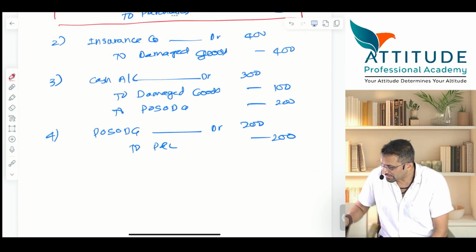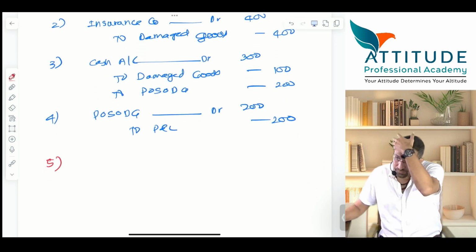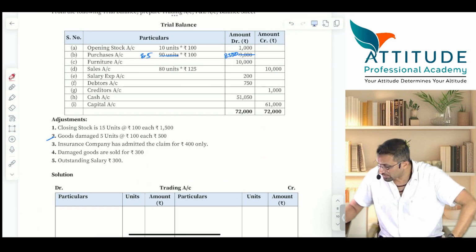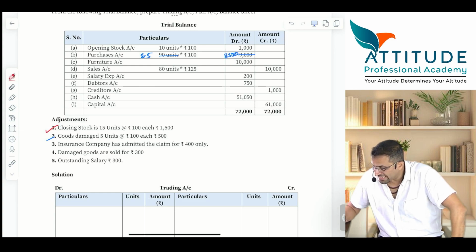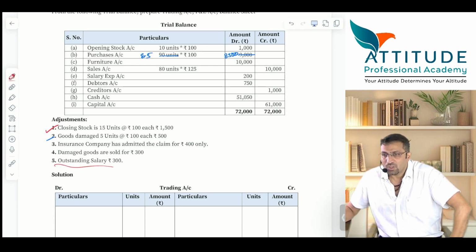Fifth entry, ये भी अलग होगा. Okay, ये भी अलग होगा. ये देखो, closing stock. बताओ एंट्री बताओ, क्लोजिंग स्टॉक का क्या है? आउटस्टैंडिंग सैलरी सेम रहेगा एंट्री. ओके, वो छोड़ दो. क्लोजिंग स्टॉक का एंट्री बताओ. क्लोजिंग स्टॉक अकाउंट डेबिट टू trading account.